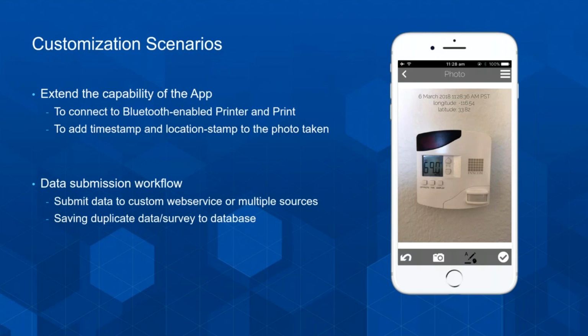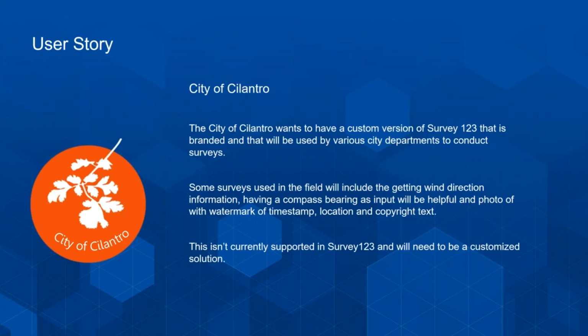You can also change the data submission workflow. In the previous example, I mentioned that it connects to the Bluetooth printer, but you can also customize Survey123 so that when you click submit, it will also save the records into your own database, for example. So before I begin my demonstration, let's put our heads together on a user story.